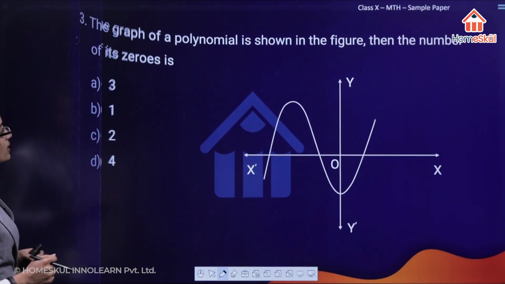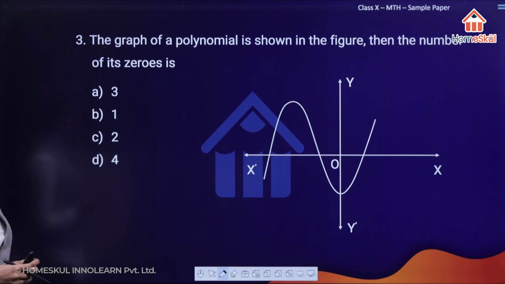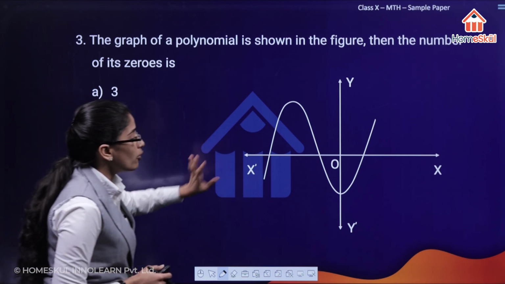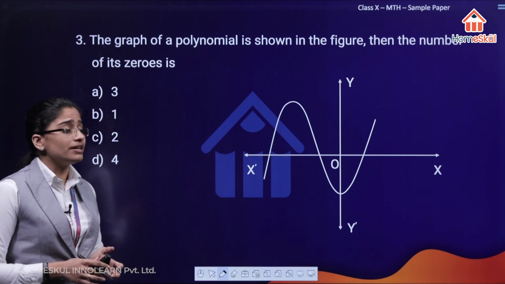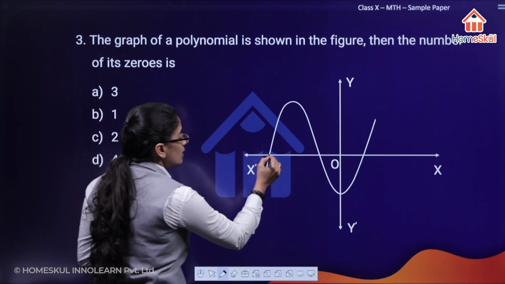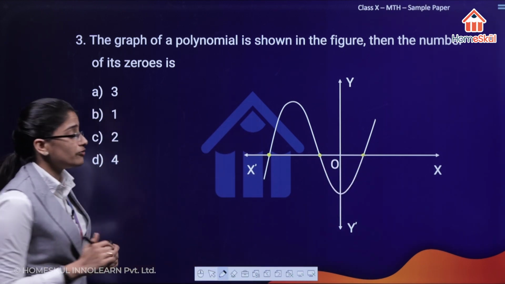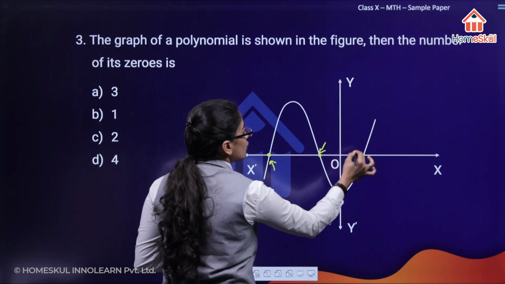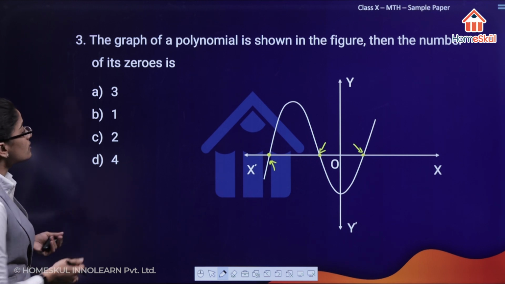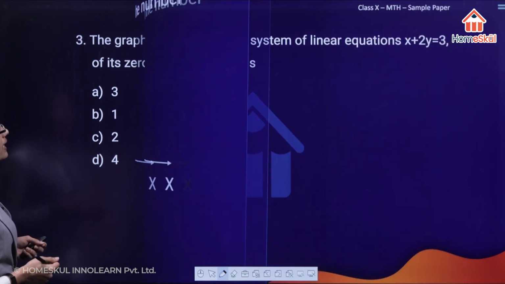Moving forward to the third question. The graph of a polynomial is shown in the figure, then the number of its zeros is. How could we find out the number of zeros from the graph? Here, a graph of a polynomial function is given. The number of zeros means the points of intersection of the graph with the x-axis, okay. So, while considering this graph, how many points of intersection are there? 3 points of intersection, right? We have 3 points of intersection, which means this polynomial has 3 zeros. Option A is the correct answer, okay. Clear? To the next question.